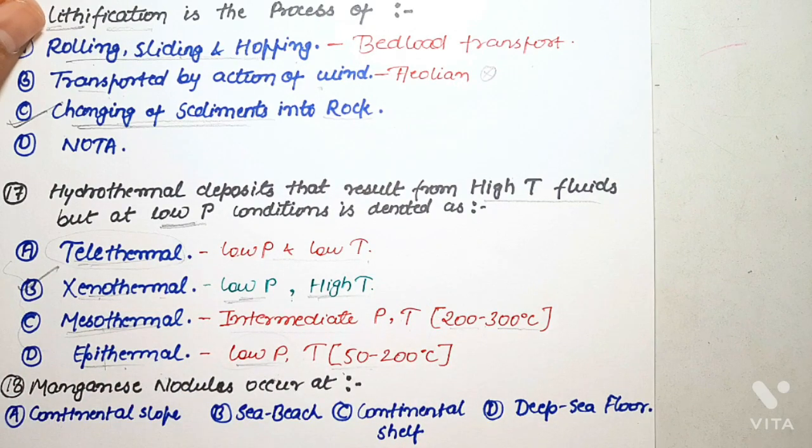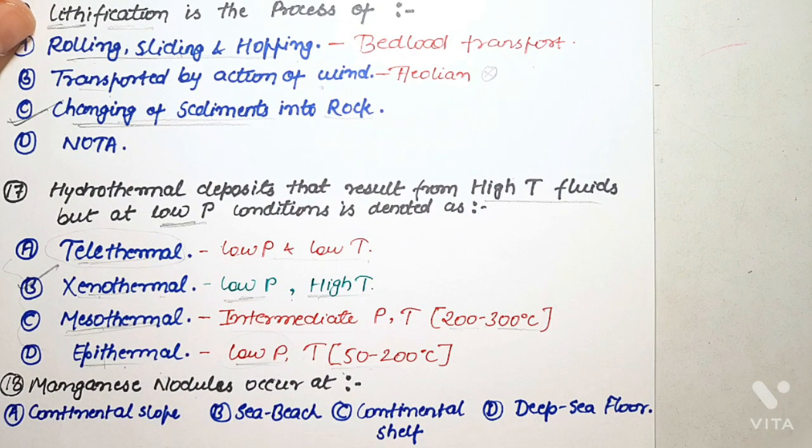Now the next question is, manganese nodules occur at. So according to a text, manganese nodules are one of the most unique products of deposition, and these are found spread on the seafloor of every ocean and in some temperate lakes also.